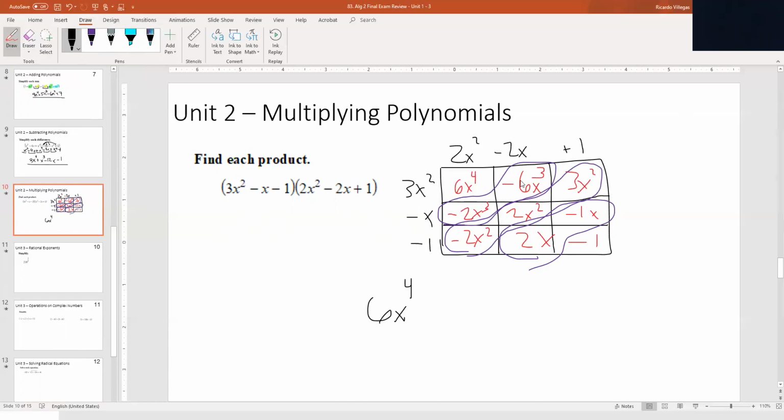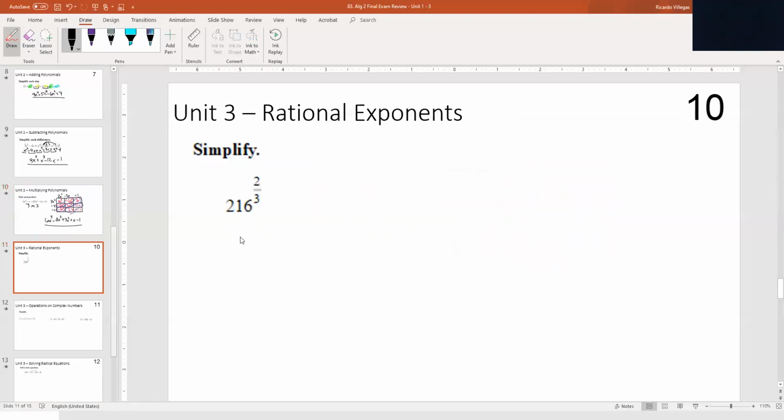So negative 2x to the third minus 6x to the third becomes negative 8x to the third. Negative 2 plus 2 is 0, plus 3 is 3, so we get 3x squared. 2x minus 1x equals 1x. And then finally the minus 1, the constant term. Okay, and that's how you multiply polynomials. This would be considered a 3 by 3 polynomial. Okay. All right, so we also learned how to convert rational exponents.